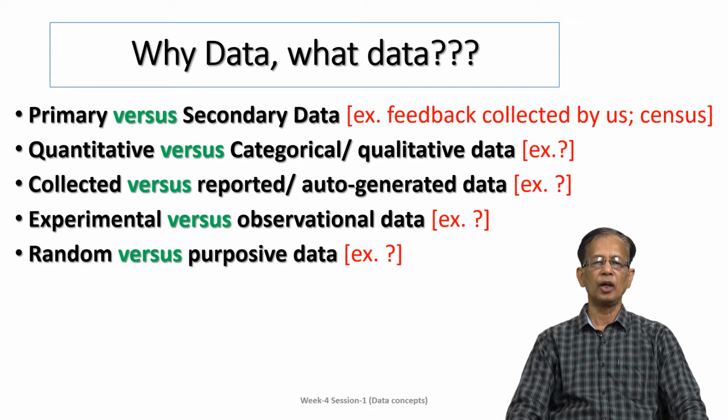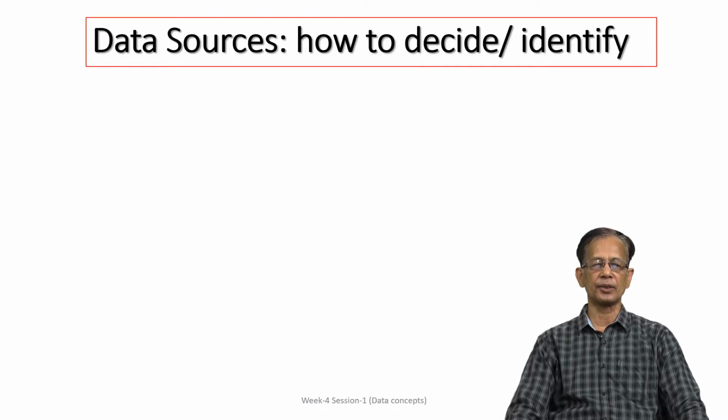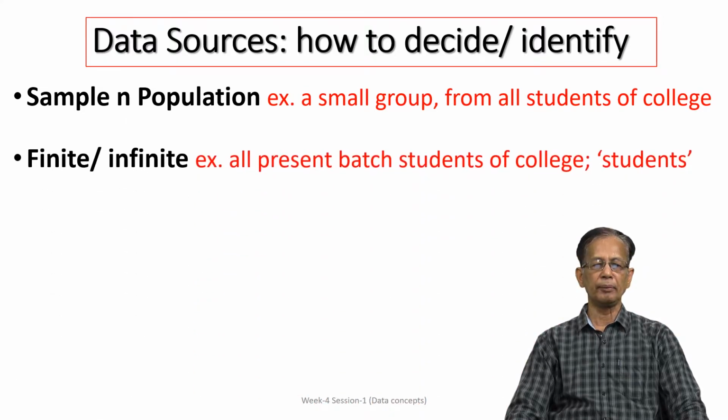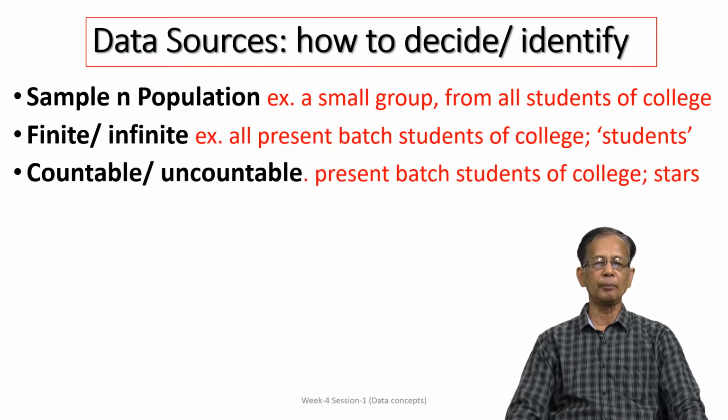Now, let us discuss how we identify or decide the data sources. Should we go for the entire population or should we go for the sample method? As we have already explained in the sampling section, a small group is called a sample. For example, from all students of a college, we can select a few students as a sample. Now, it could be finite or infinite, and it could also be countable or uncountable.